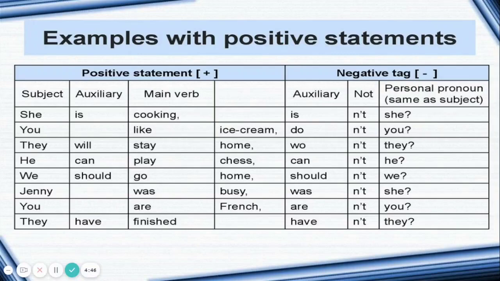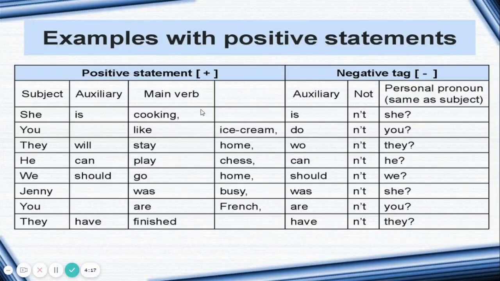What is meant by auxiliary? Auxiliaries refer to auxiliary verbs. That is, will, can, should, have all come under auxiliary. Main verb: what does it mean by main verb? Verb is an action word, isn't it? Cooking is an action. Stay, play, go all come under verb, isn't it? So, see the first sentence.